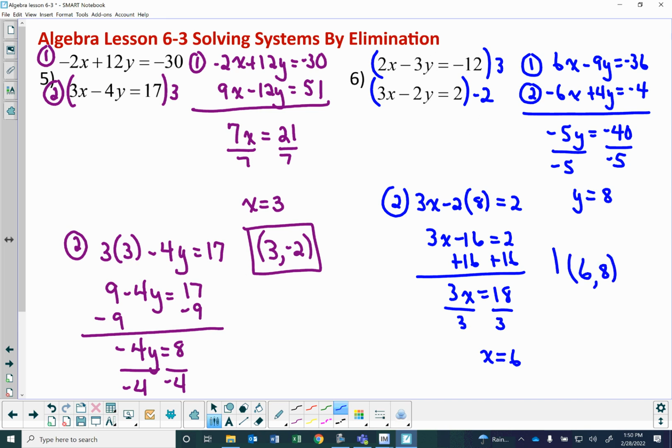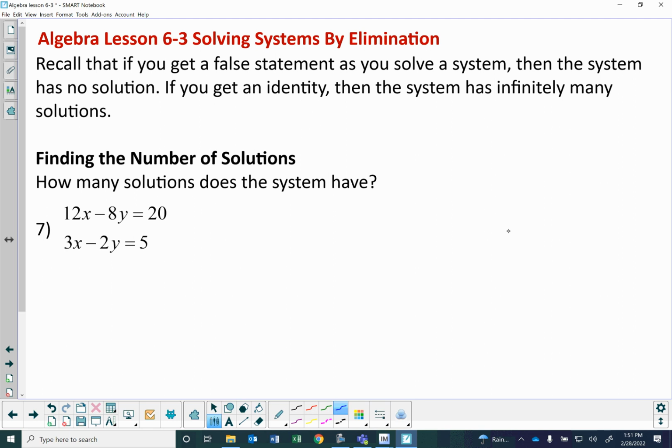The more you do these, the better you will get at them. Just be careful to indicate what you're doing to each equation so that it's clear to the person who's trying to help you, if you can't figure out the answer, what you were doing, how you got from point A to point B. Now, recall that if you get a false statement as you solve a system, then the system has no solution.